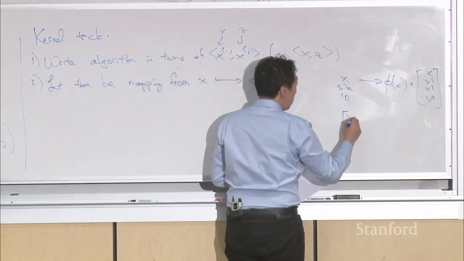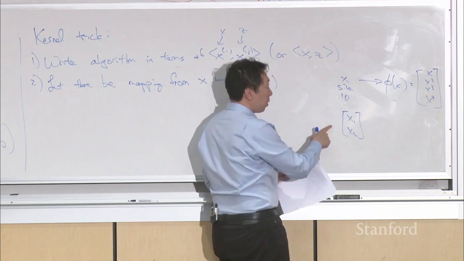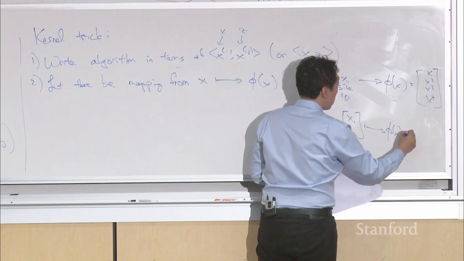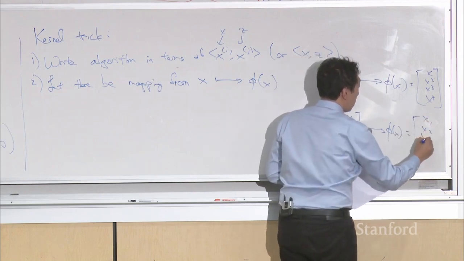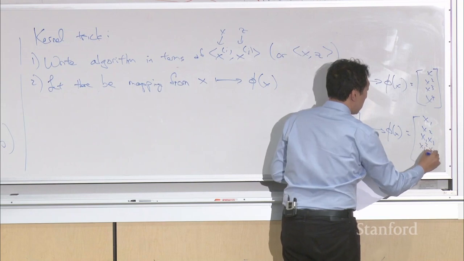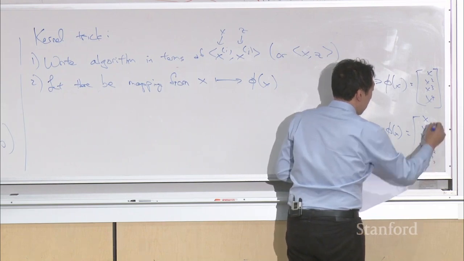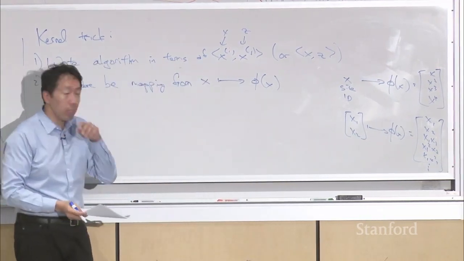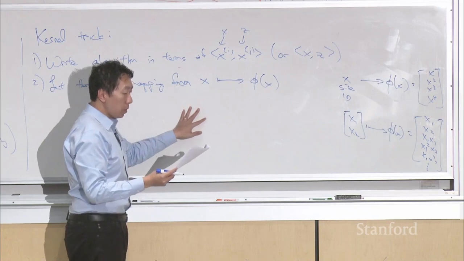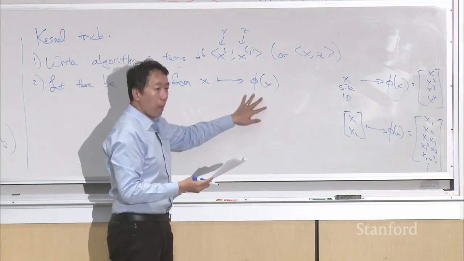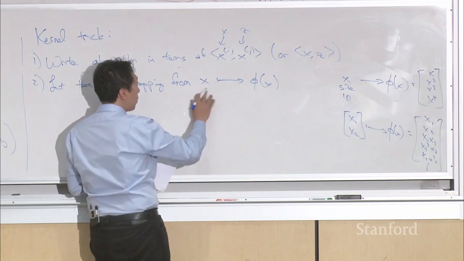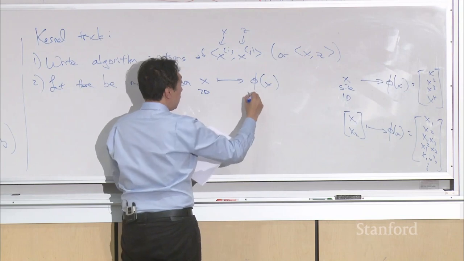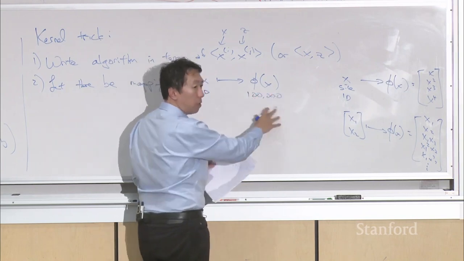Another one could be, if you have two features, x1 and x2, corresponding to the size of the house and the number of bedrooms, you can map this to a different phi of x, which may be x1, x2, x1 times x2, x1 squared x2, x1 x2 squared, and so on. Kind of a polynomial set of features, or maybe other sets of features as well. What we'll be able to do is work with feature mappings phi of x, where the original input x may be 1D or 2D or whatever, and phi of x could be 100,000 dimensional or infinite dimensional.